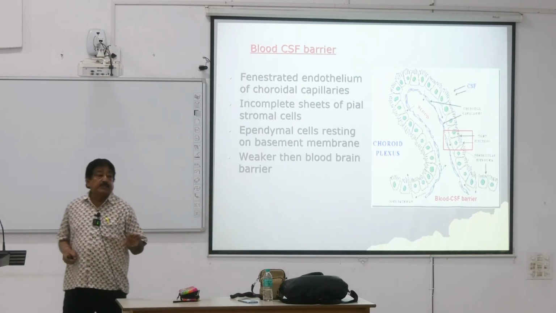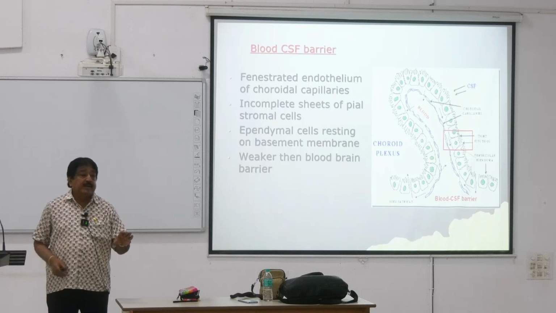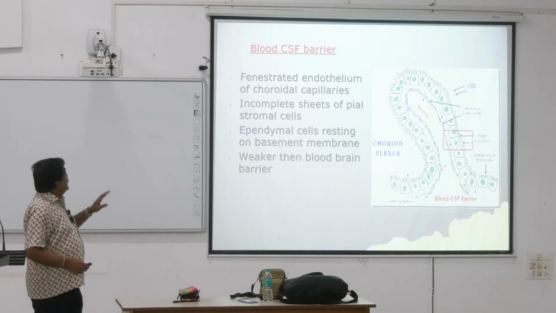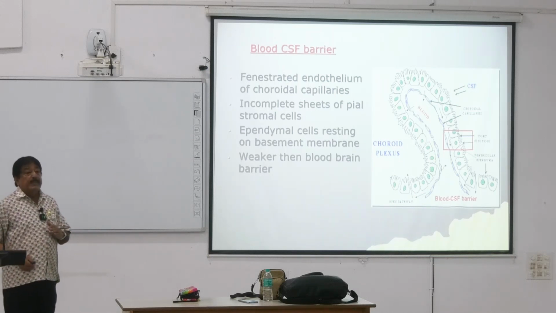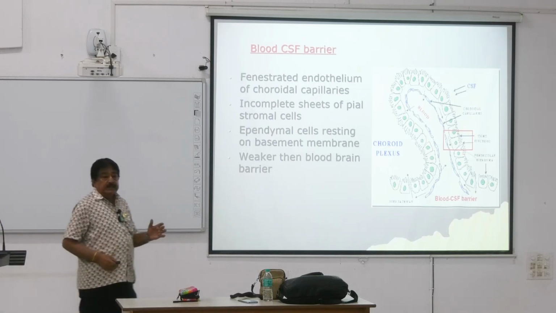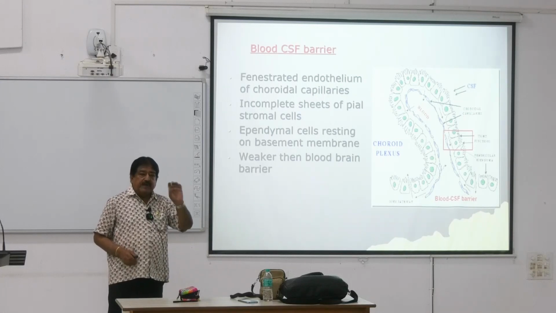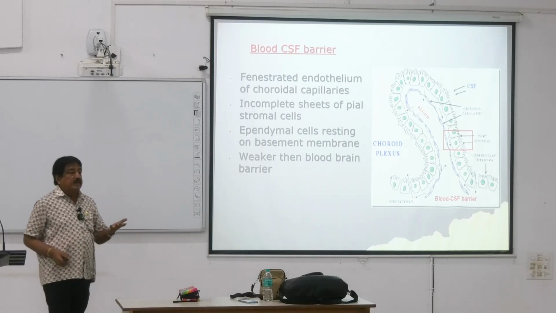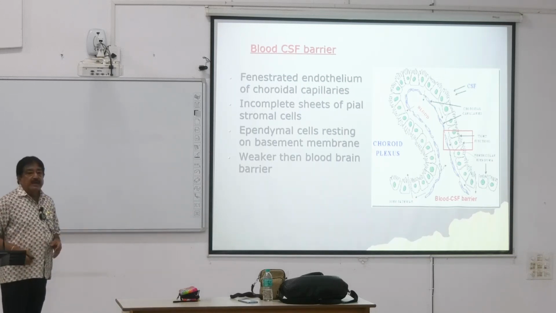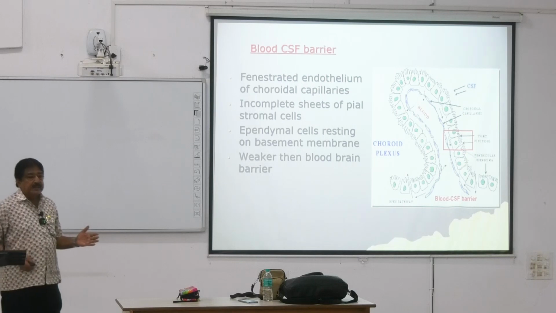There is also the placental barrier. Okay, and blood CSF barrier and blood-brain barrier. There are three barriers. Now, this can be a short note of 5 marks. Placental barrier, very common question. Blood CSF barrier and blood-brain barrier.